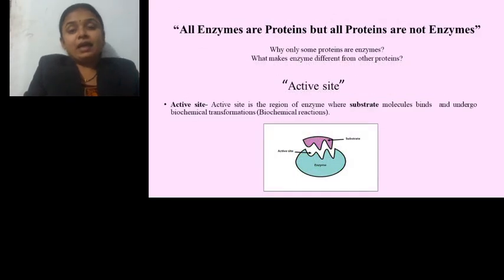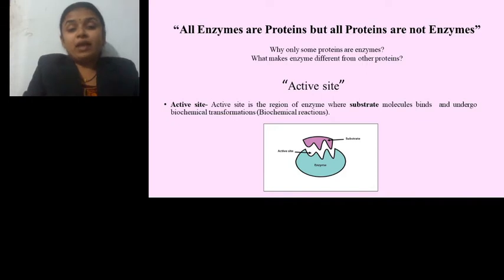It is said that all enzymes are proteins, but all proteins are not enzymes. Then why are only some proteins called enzymes? What makes them special? What makes an enzyme different from other proteins? The answer to all these questions is the active site. The active site is the part of a protein which makes it special so that it can catalyze the reaction, and hence it is called an enzyme.